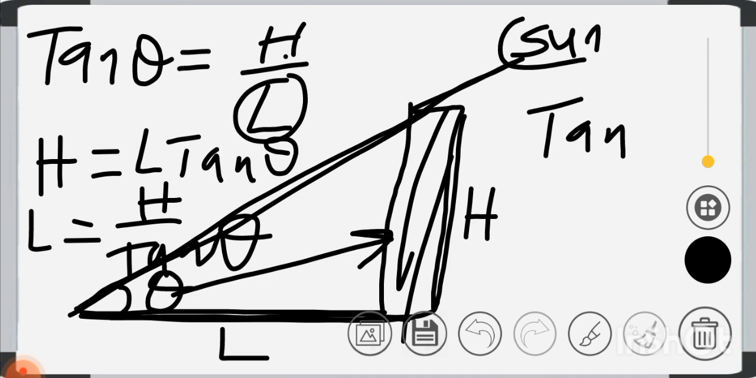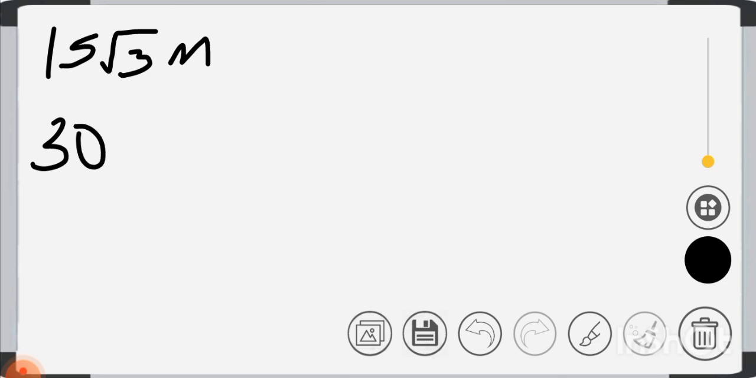It's very, very important. Okay, let's look at this question before I go. Calculate the length of shadow of a tree 15 root 3 meters high. At the time, the sun was 30 degrees high in the sky. That is the altitude of the sun, 30 degrees high in the sky.